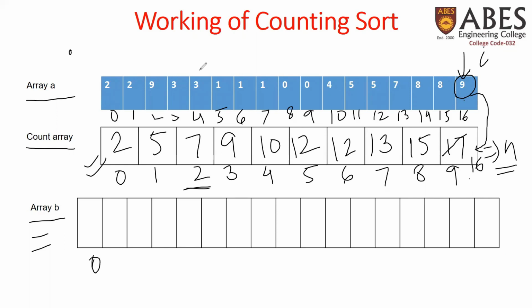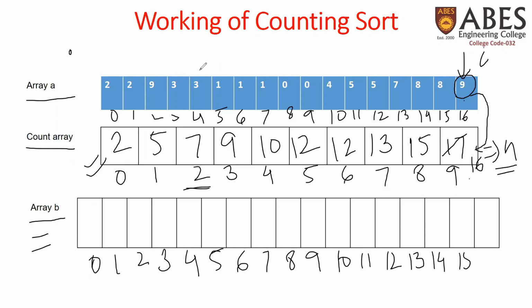This is 0 index, 1, 2, 3, 4, 5, 6, 7, 8, 9, 10, 11, 12, 13, 14, 15, and 16. Now you need to put this value, that is A of I, at the 16th position, that is 9 will get here. Now update the loop. Your I will become this one. Go for the 8th position of your count array. 8th is containing 15 value. Decrement it by 1, get 14, and put this value at the 14th position.